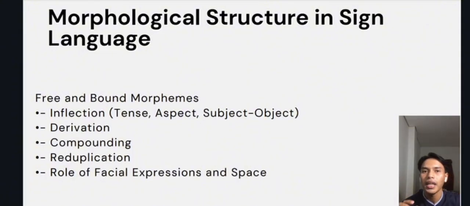Facial expression and space in morphology. Sign language also utilizes facial expression, head movement, and space to convey morphology. For example, in ESL, raising eyebrows while signing indicates a question. For example, shaking the head while signing want means do not want. For example, in Bisindo, furrowing the brow while signing like indicates a question. And shaking the head while signing like means do not like.